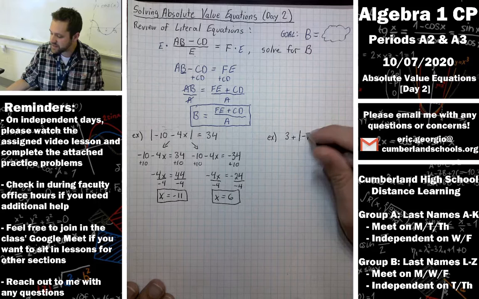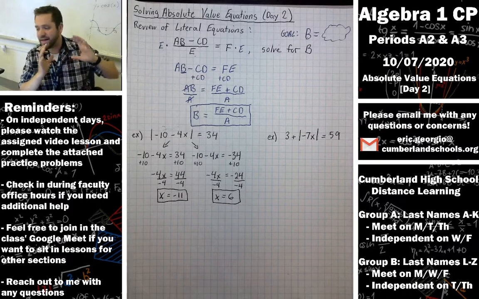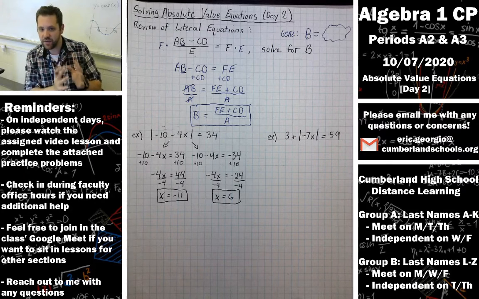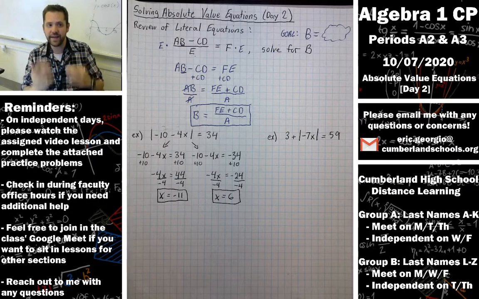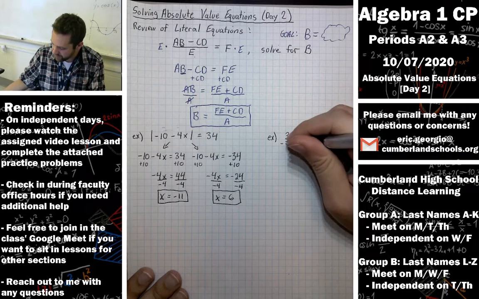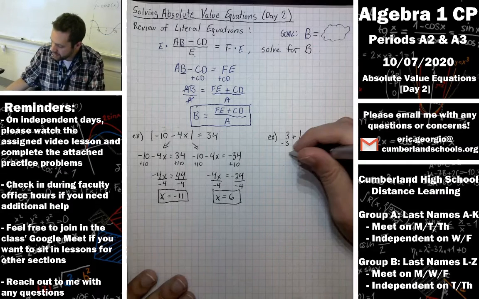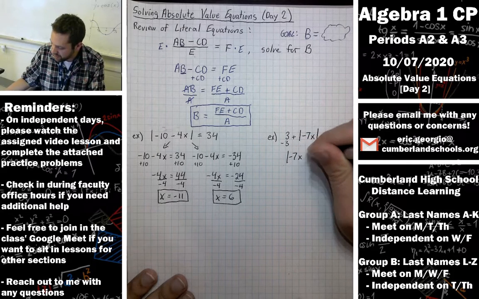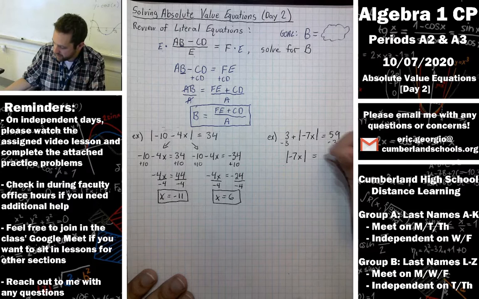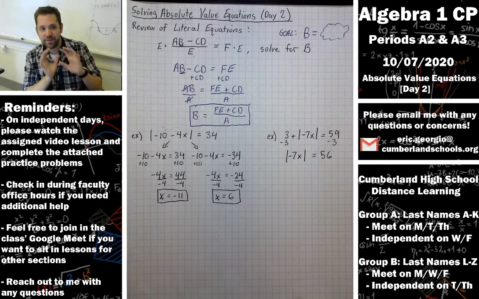So I need to isolate the absolute value part, or get the absolute value part by itself on its own side of the equal sign before I can do that splitting idea. So that's exactly what I'm going to do. I'm going to subtract 3 to move it over to the other side, because that's how we're going to get rid of a plus 3. Gives me the absolute value of negative 7x is equal to 59 minus 3, 56. And now I have the absolute value of some stuff equals a number.